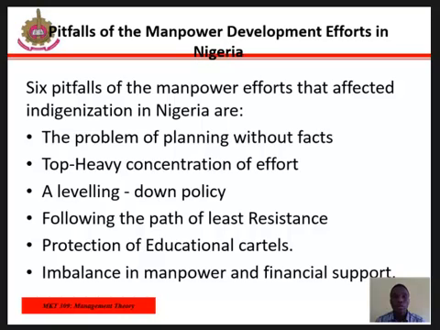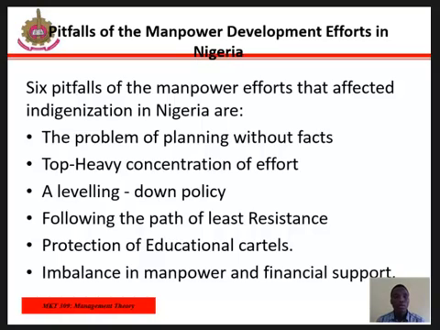Another pitfall of manpower efforts that affects indigenization in Nigeria is a leveling down policy. Some educationally advanced states did not have universities, while some that have cannot find students who enroll, which suggests that this policy of leveling down was being pursued. A leveling down policy slows down the pace of manpower build-up.